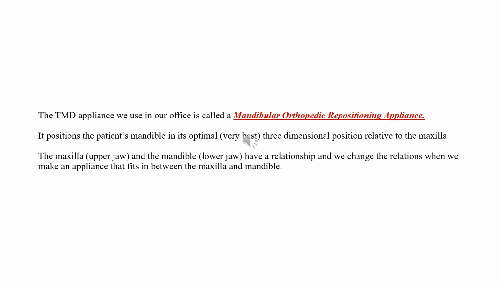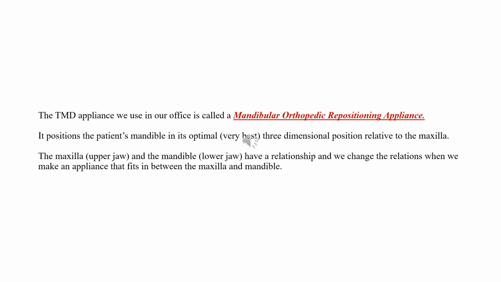When we talk about three dimensions, if you remember, a straight line has one dimension. A flat surface has two dimensions; you have to measure two sides. And then three dimensions is a third dimension. It's like a box. Three dimensions is a physical thing, not a flat plane. So three dimensions means that the mandible could be moved to the left, to the right, forward, back, up or down. Those are three dimensions. So the MORA positions the patient's mandible in what we believe is its optimum, best three-dimensional position relative to the maxilla.